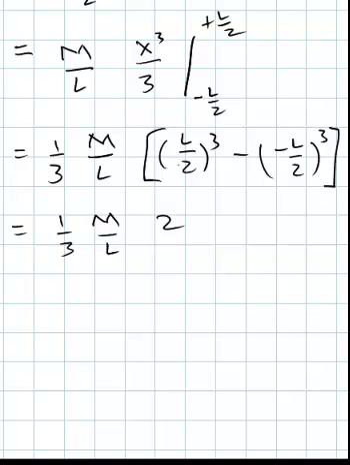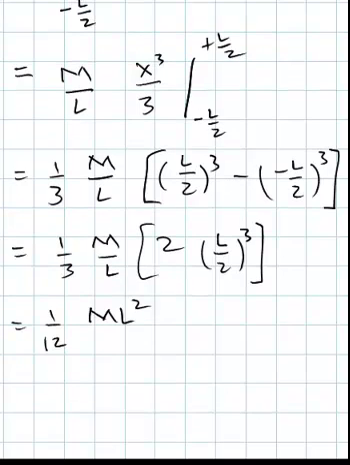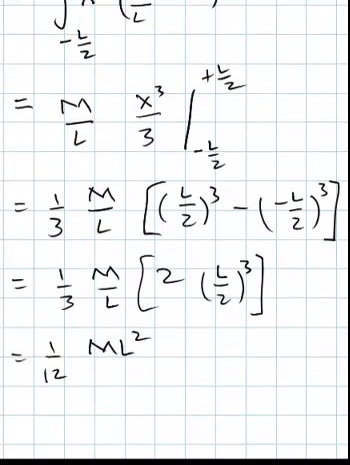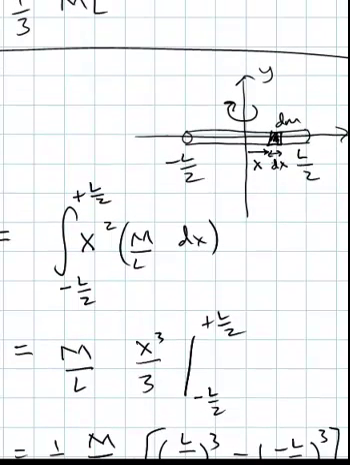So there's two of these now. And what do I get? I get 1/12 ml squared, which is less than 1/3 ml squared. So the moment of inertia, the rotational inertia, those two terms are interchangeable, is much less in this case because the mass is located closer in to the axis of rotation.